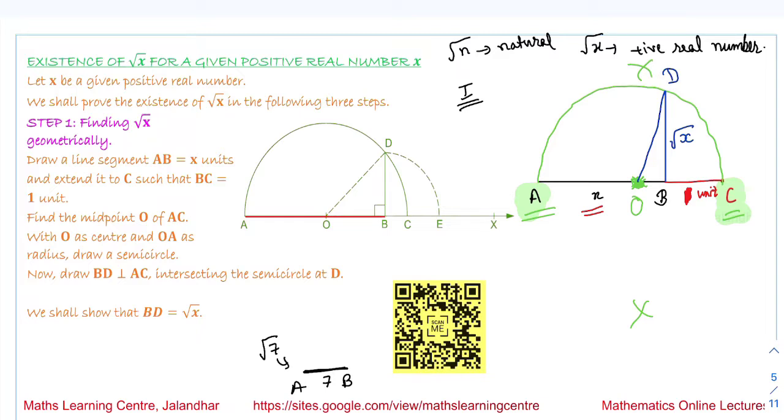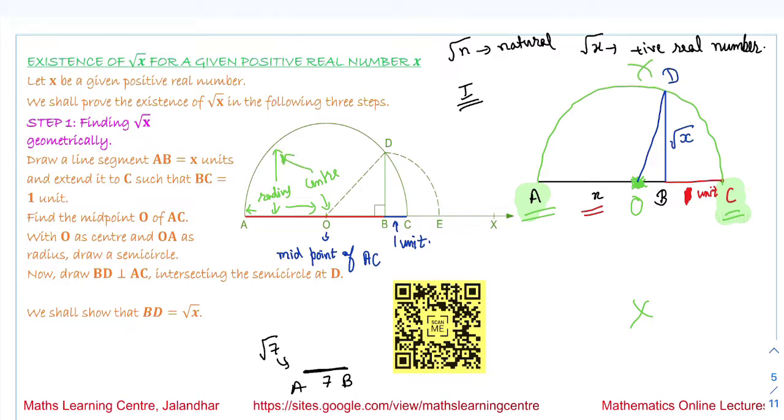We extend this line AB by a line of length 1 unit. We have extended this, and this is the midpoint of AC. This point O is the midpoint of AC. Then we draw a circle with center O, and OA is the radius of this circle.